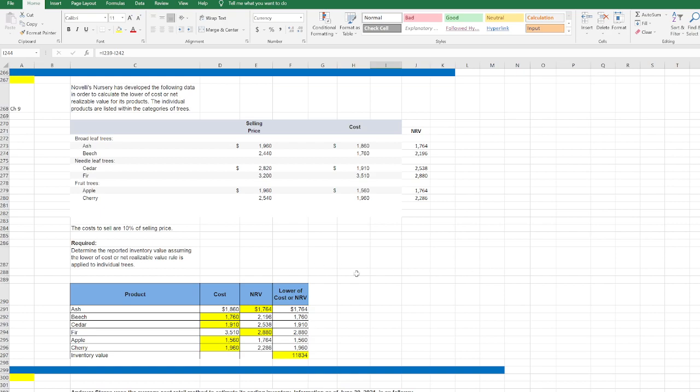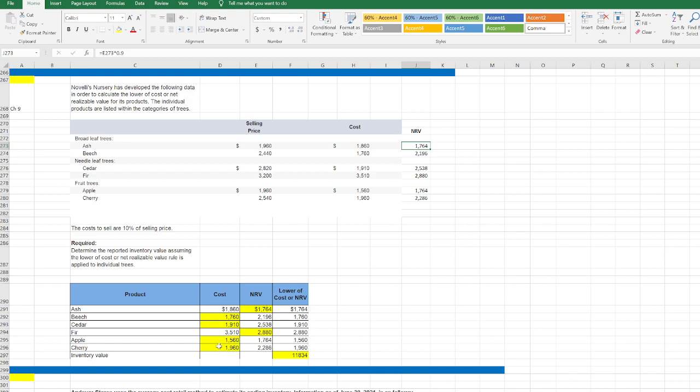So here we have the selling price, we have the cost, and then I calculated the net realizable value. The cost to sell is 10% of the selling price. So I took this price, the 1960 times 90%, and that's my net realizable value. I did that all the way down. So now here's the cost column, and here's my net realizable value. I basically took these and brought them down here.